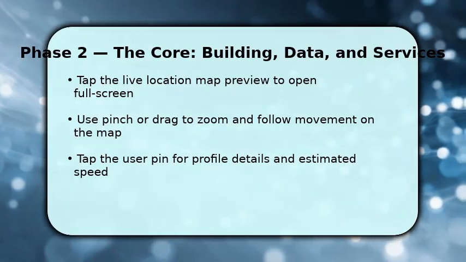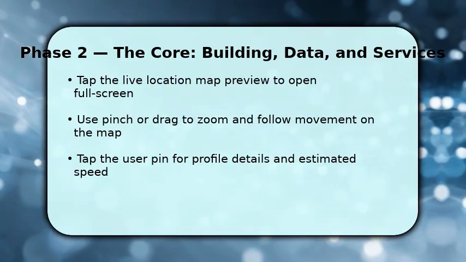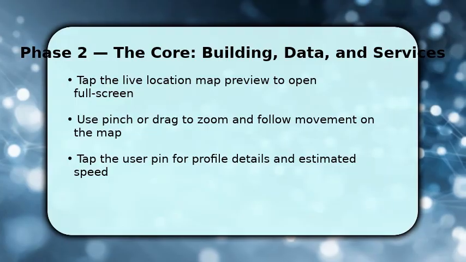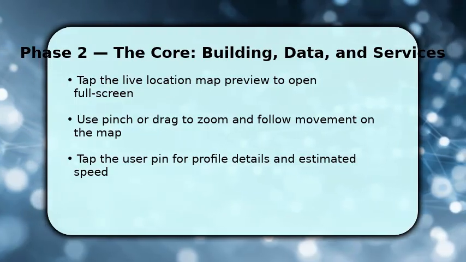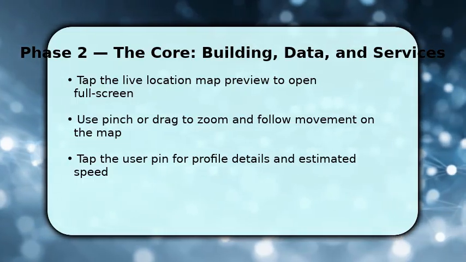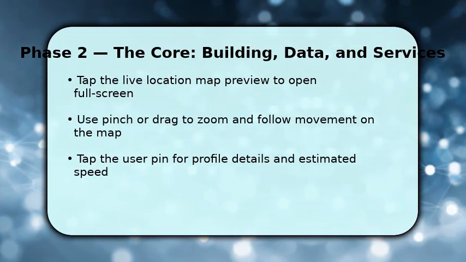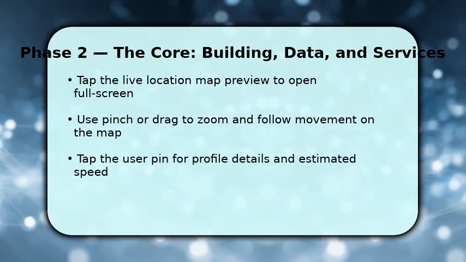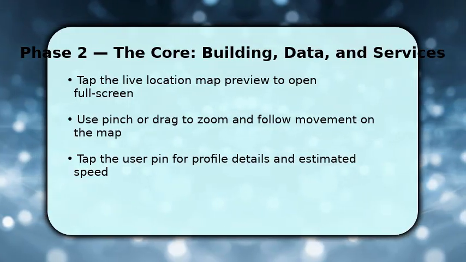This loads a live updating map. You can pinch to zoom and drag to follow the person's movement in real time, which helps you gauge direction and distance. Make sure to tap the user's pin or label to see their name and any additional details WhatsApp provides, such as how long the live share remains active. This is how you monitor progress and confirm identity.